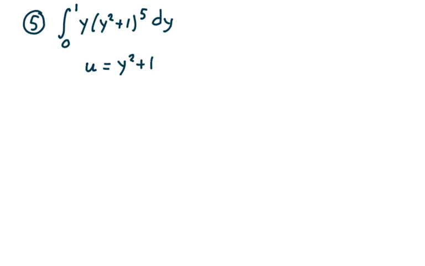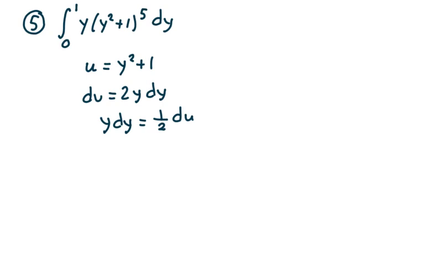So let's take a look at problem 5. Suppose we have the integral from 0 to 1 of y times y squared plus 1 raised to the 5th dy. Now, I'm going to let u equal y squared plus 1. Du is 2y dy. So y dy is 1/2 du.